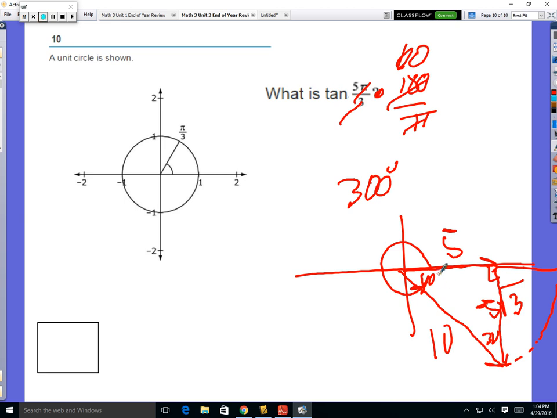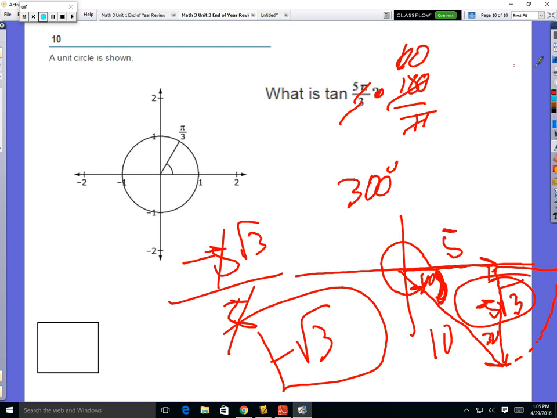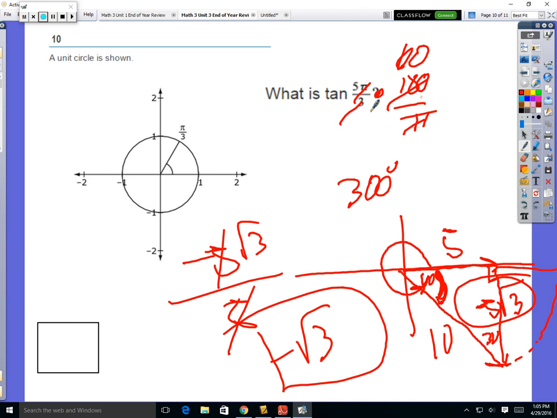What do they want? Tangent. So here's theta. Here's where your marker from tangent is opposite. Negative 5 square roots of 3 over adjacent 5. 5 divided by 5 is 1, so it's just minus square root of 3. That is your answer. And that is it.